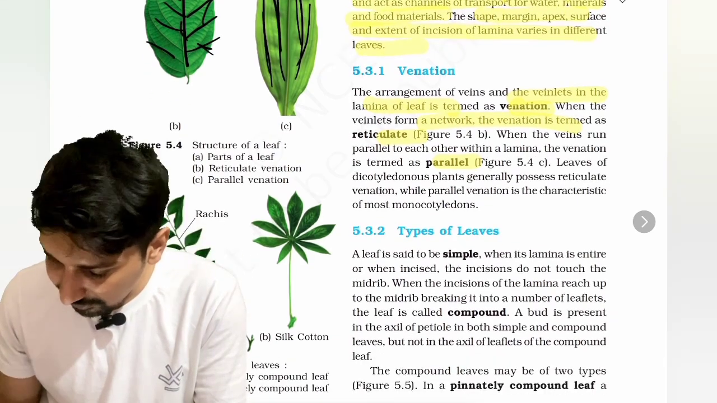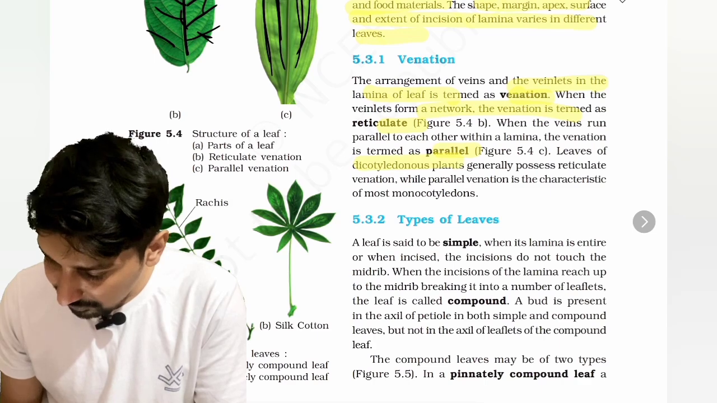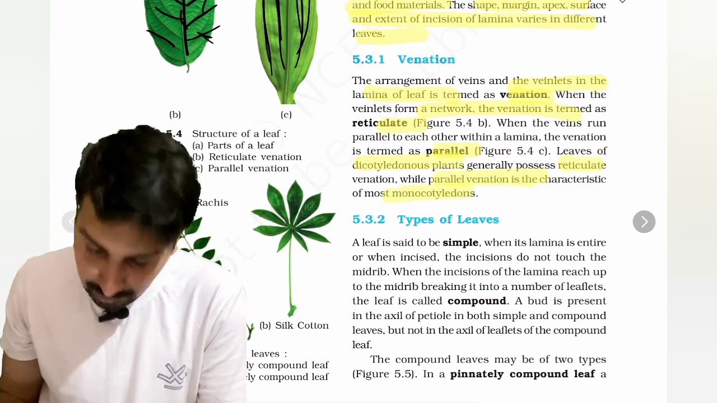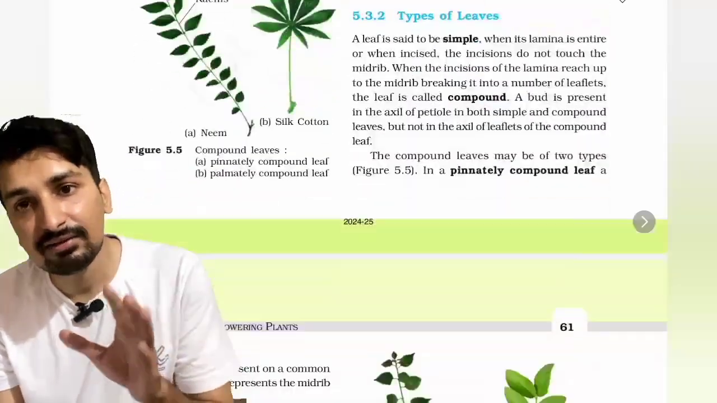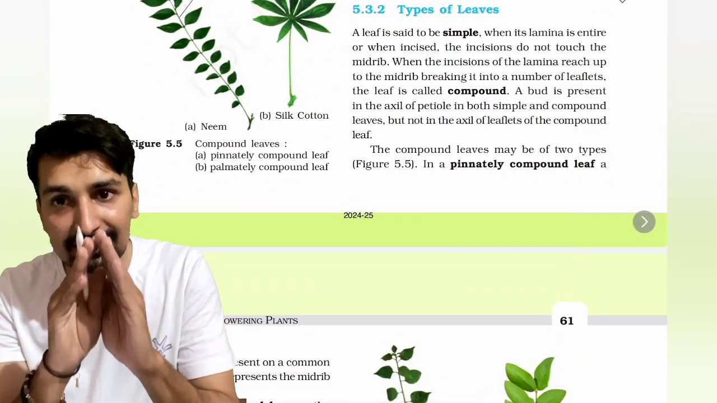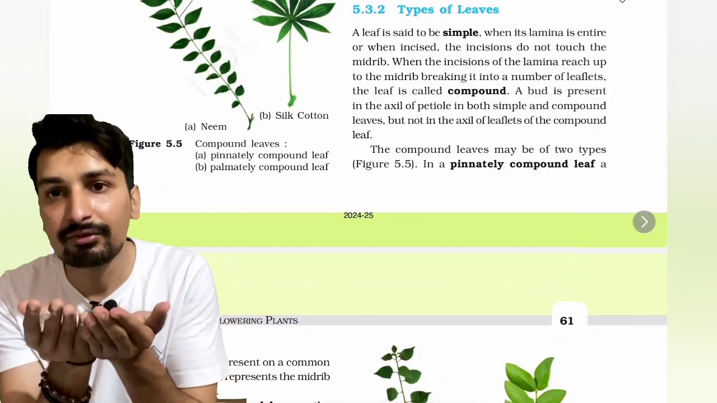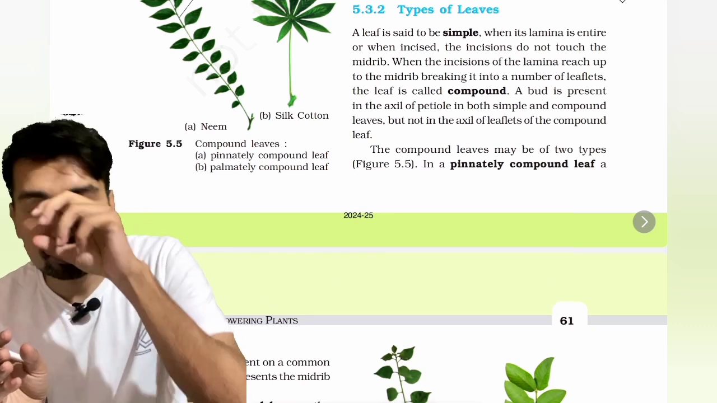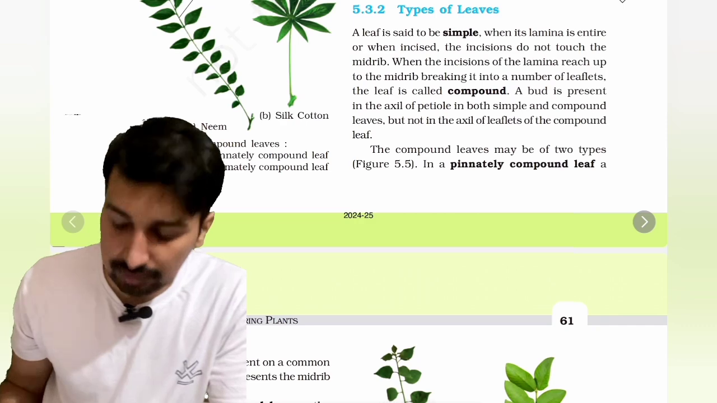Dicotyledonous plants generally have reticulate venation, while parallel venation is found in monocot plants. You have seen seeds, right? Some plant seeds can be broken into two equal halves, that is a dicotyledonous seed. Whereas a monocot seed has only one cotyledon, so such plants are known as monocotyledons.